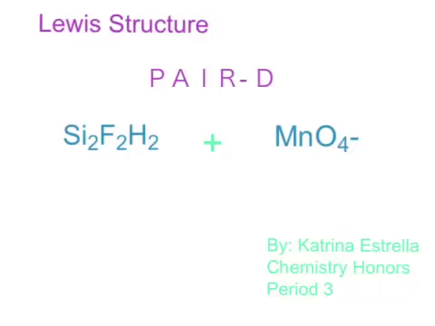This Lewis dot structure video will focus on pair D, the covalent molecule Si2F2H2, and the polyatomic ion MnO4 with a negative charge. Let's begin with Si2F2H2.